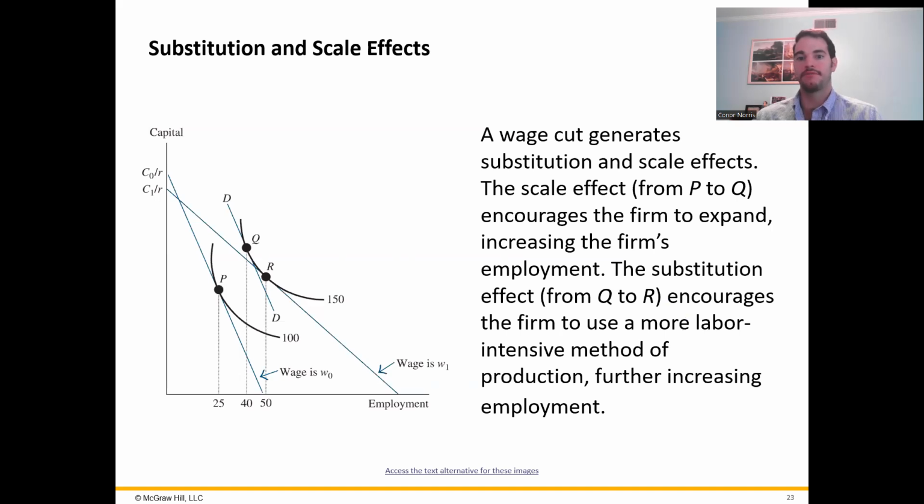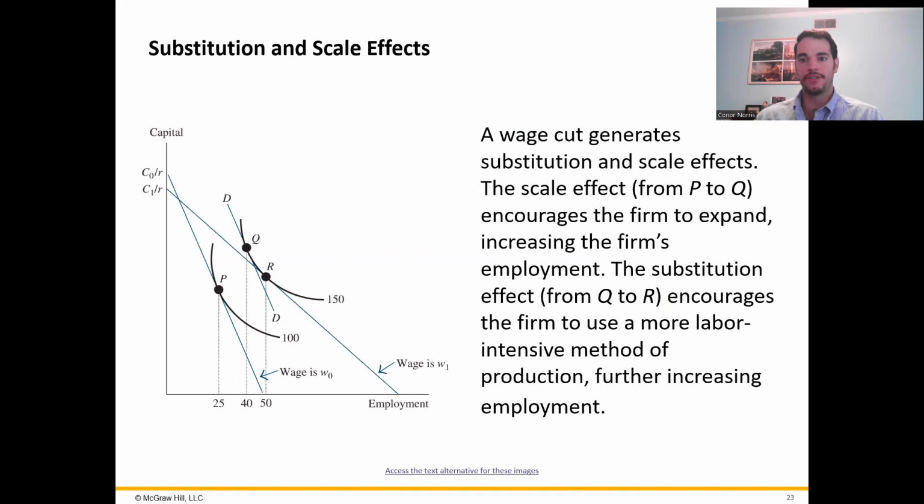So now instead of paying $40 an hour, say you're paying $38 an hour. This really adds up over time. So the firm will be willing to hire more workers and rely less on capital. So now their production will be more labor intensive, because they will have more workers relative to their capital.